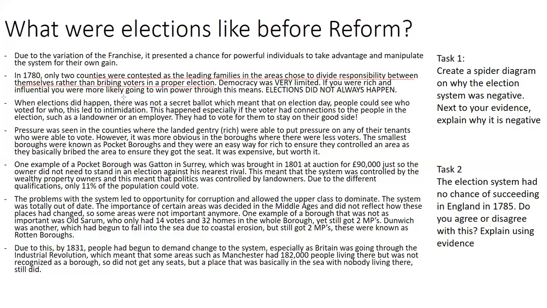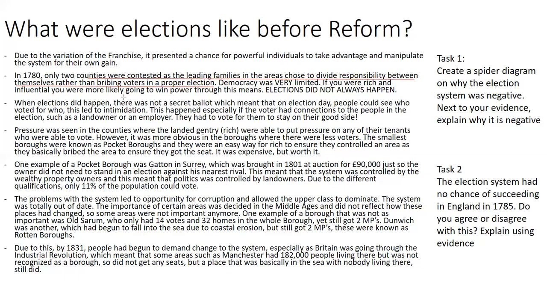Okay? There were fewer voters in certain boroughs. The smallest boroughs were known as pocket boroughs. And these were an easy way for the rich to ensure they controlled an area, as they basically bribed the area and got the seat. So basically, some people, instead of going to an election, actually bought the area and controlled it.